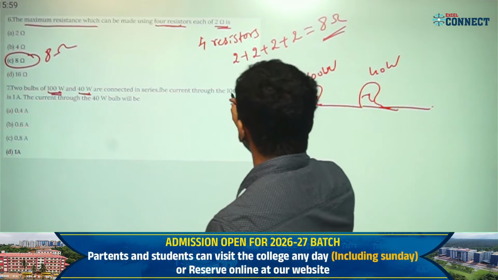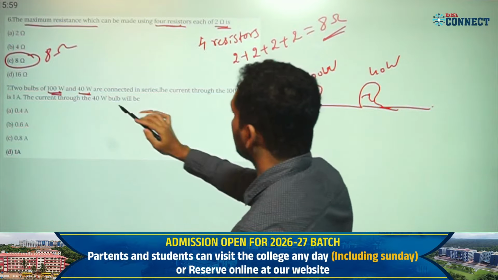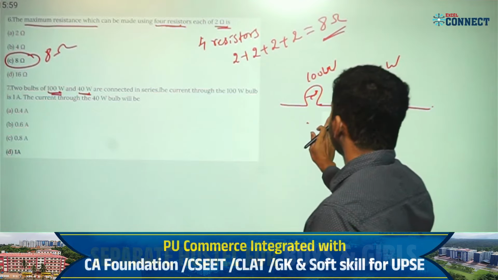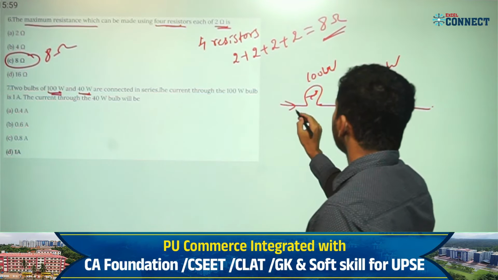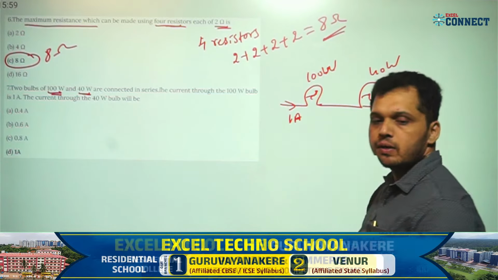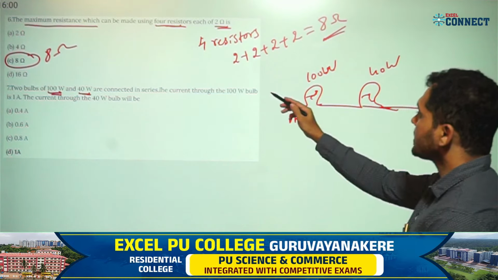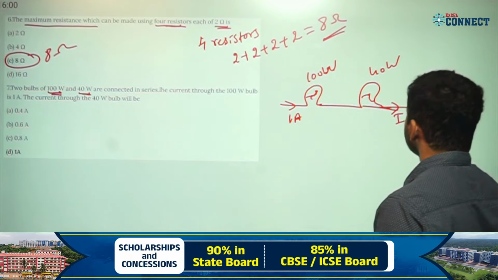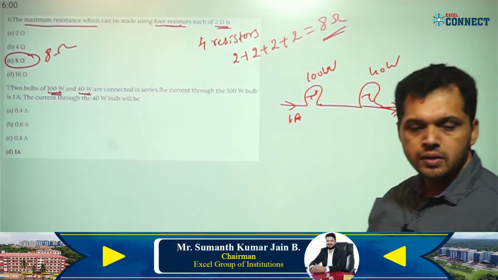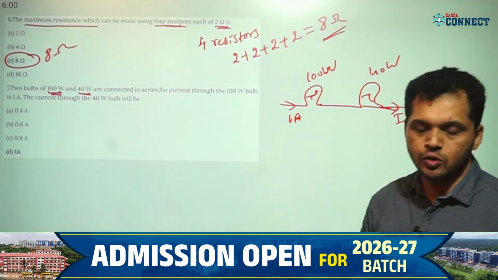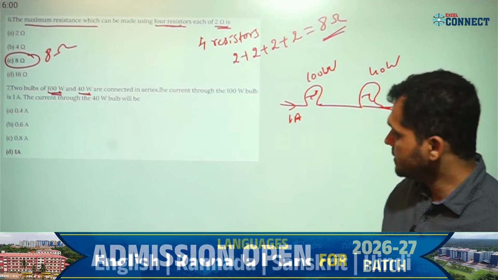The current through the 100 watt bulb is 1 ampere. What is the current through the 40 watt bulb? What is the current here? Students, can you answer this? Direct. No doubt in it. This is a series combination.